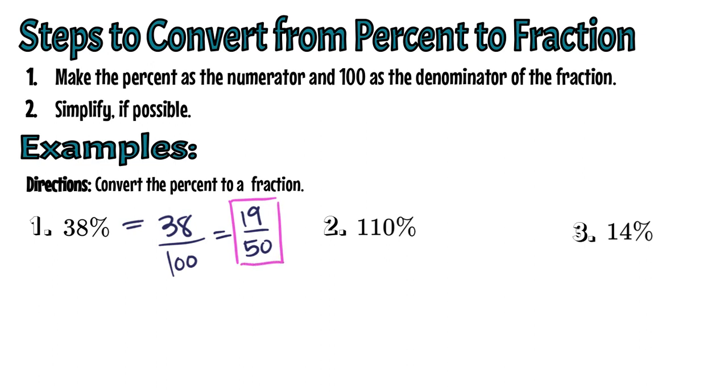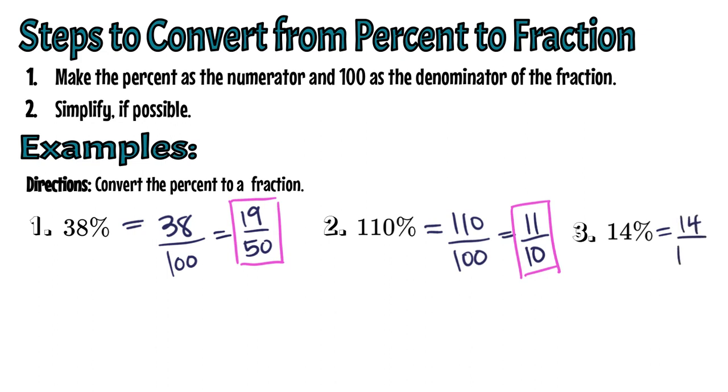Let's try another one. We have 110% in number 2, so we write 110 as the numerator and 100 as the denominator. This is an improper fraction, but that's okay. We can still write it as 11 over 10, right? Both numerator and denominator divide by 10, and that's our fraction form. In this last example, we rewrite 14% as a fraction, 14 in the numerator, 100 in the denominator. Again, these both divide by 2, 7 over 50.